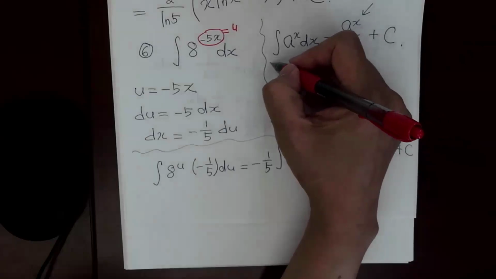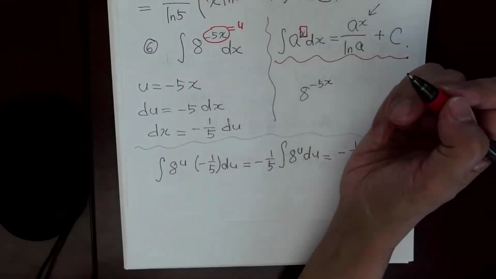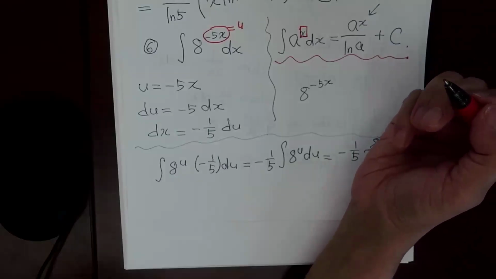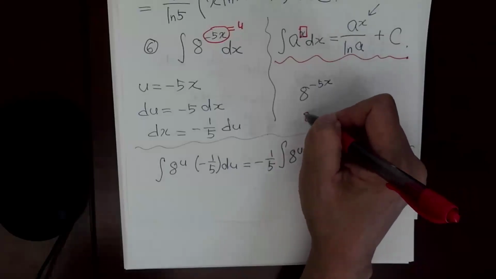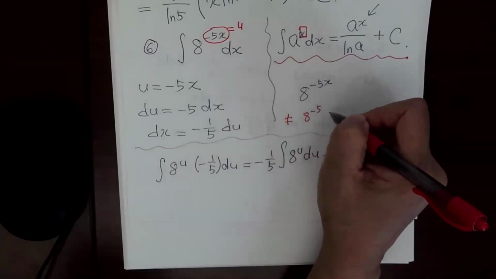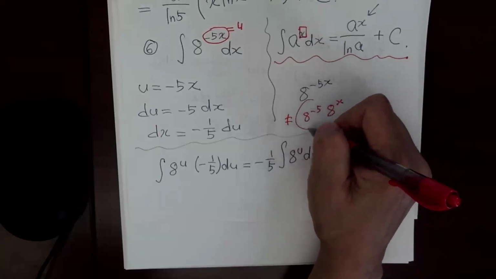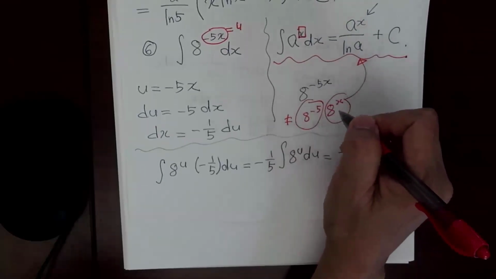That's because that's not like the formula. In the formula, this is x, right? Not minus 5x. And so what I'm saying is you cannot rewrite this like a to the minus 5, a to the x. If we can do that, then we can take this out and use the formula, but that doesn't go well, right?